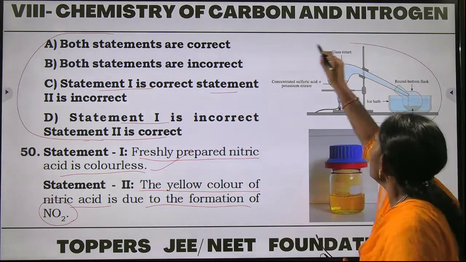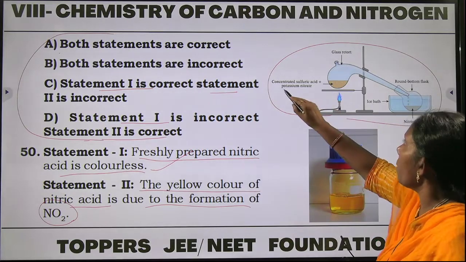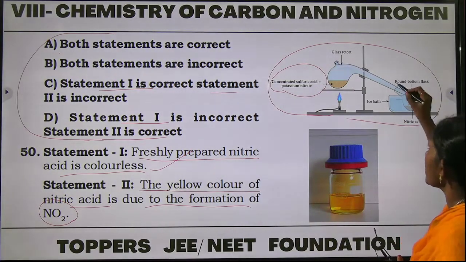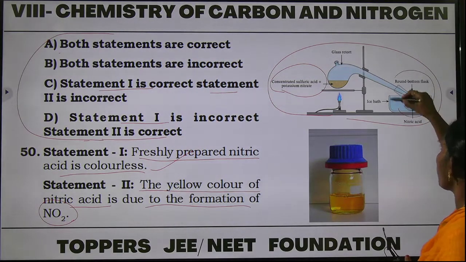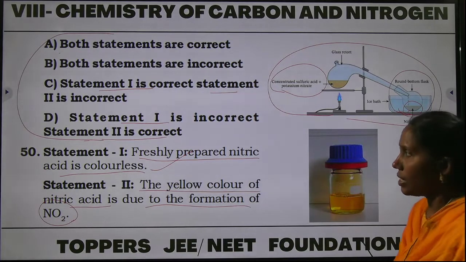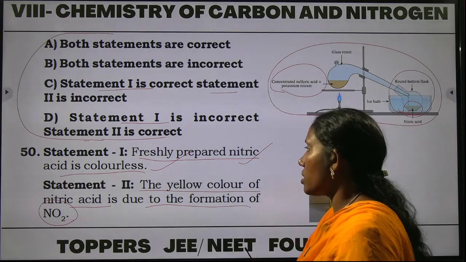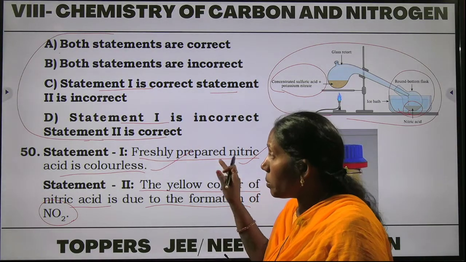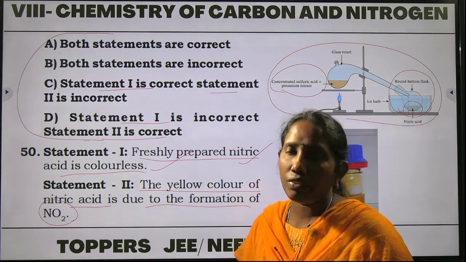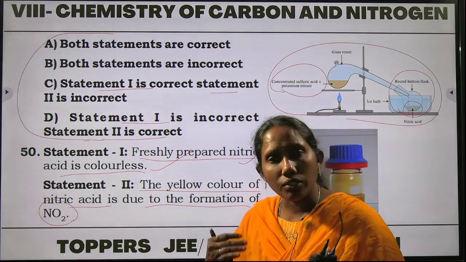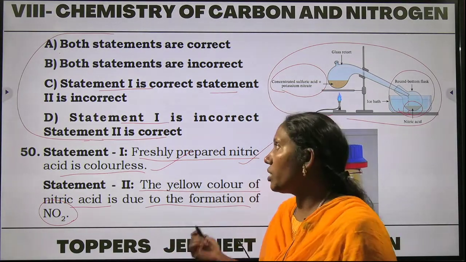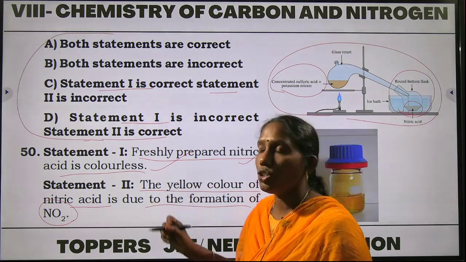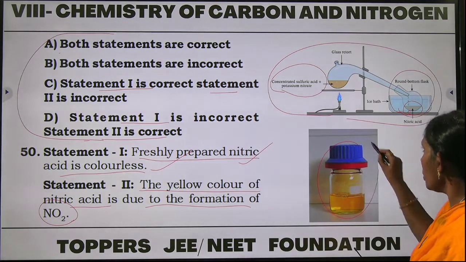You can observe in this picture here. In this picture we are preparing nitric acid by using concentrated sulfuric acid and potassium nitrate. On heating this, we are getting nitric acid as a gas and we are collecting that into the round bottom flask. If you observe here, the color of nitric acid is colorless. So statement 1 is correct. Comes to the next statement: the yellow color of nitric acid is due to the formation of nitrogen dioxide. Freshly prepared one is colorless, but if you store that nitric acid for some time, after 2 or 3 hours, after 24 hours, after 1 day, not freshly prepared, this colorless one turns into yellow color. See, in this bottle it is stored. If you observe here, it is colorless.